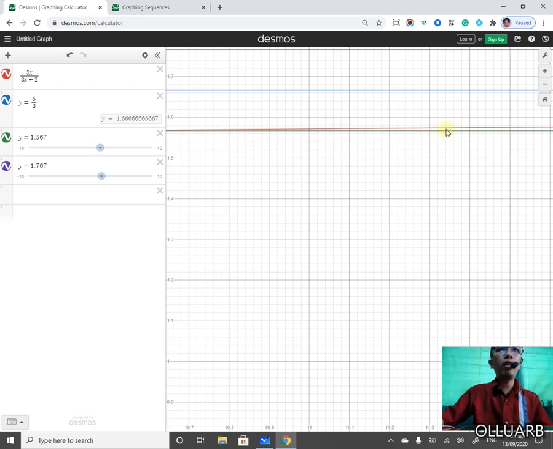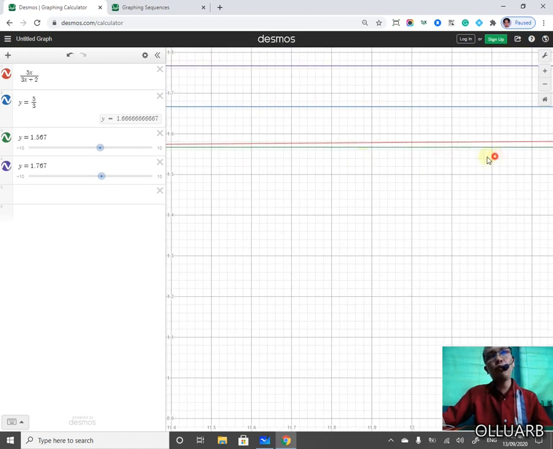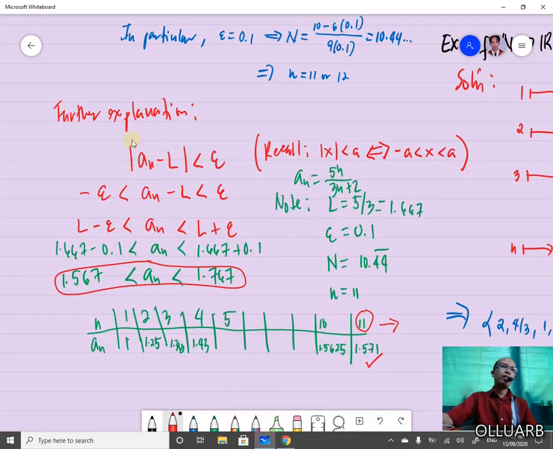For all n up to, can you see the red color here? This is the graph of the sequence 5n over 3n plus 2. Okay? It is inside all throughout up to infinity. That is the meaning of this one.